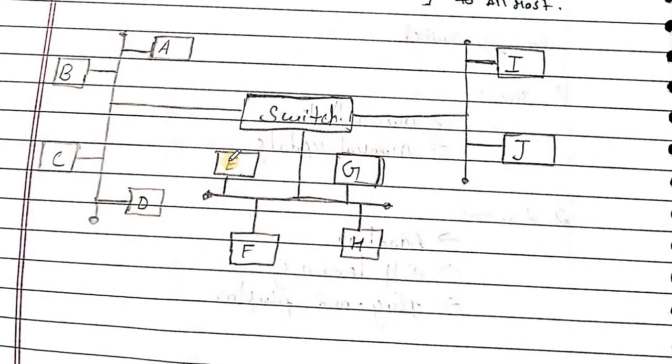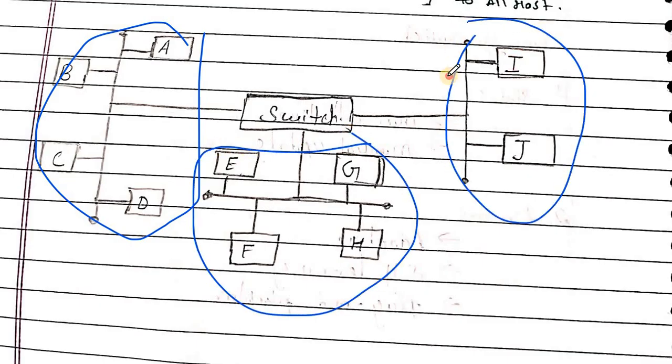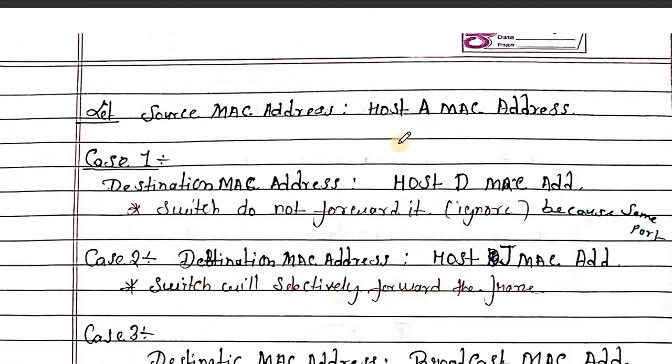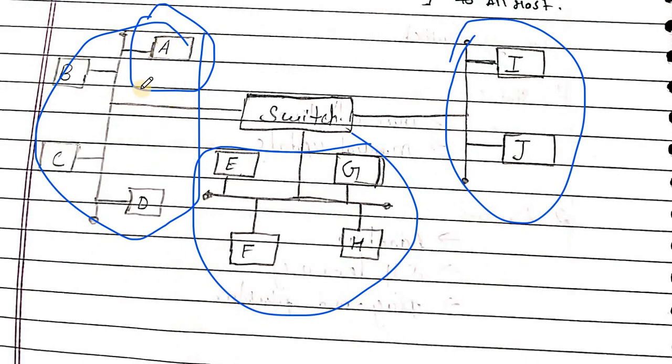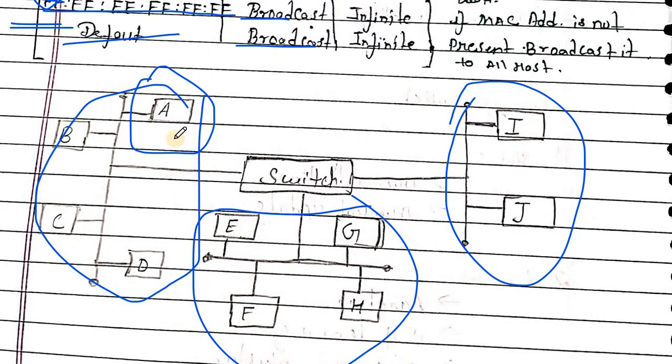Okay, here is the diagram. One switch is connected with different networks. Here 2 different bus topology networks are connected with the switch. Let each host have a MAC address. Let's take an example to understand how switches and communication through the switches work. Let host A send a packet to host D.